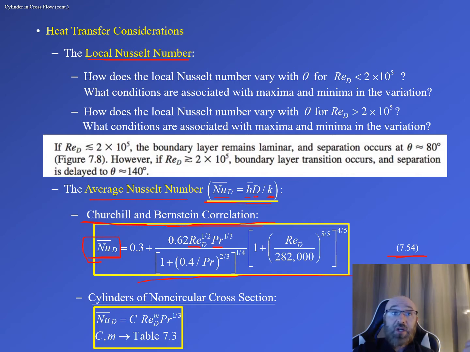Now we also have the case here, if we're dealing with cylinders of a non-circular cross-section, then we have these two relationships that we see here. And I've referenced you back to your table 7.3 for the values for your C and m that you plug in for this average Nusselt number. So this is in order to calculate the average Nusselt number for cylinders of non-circular cross-sections.